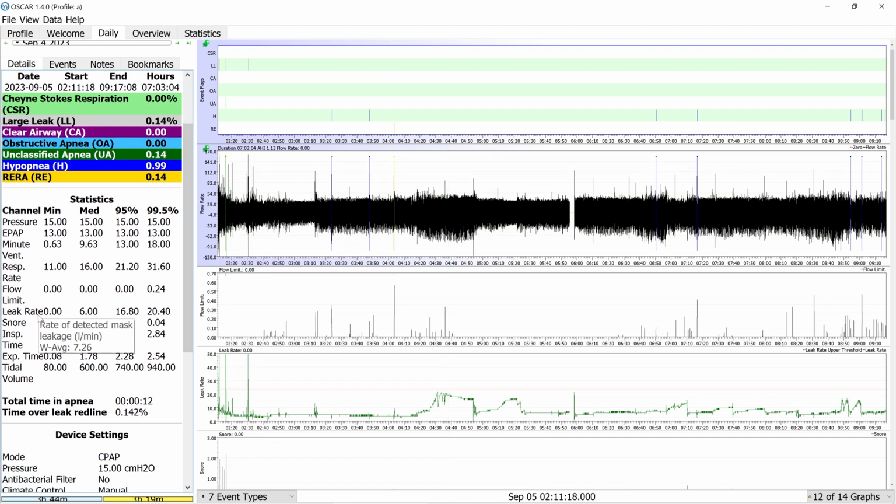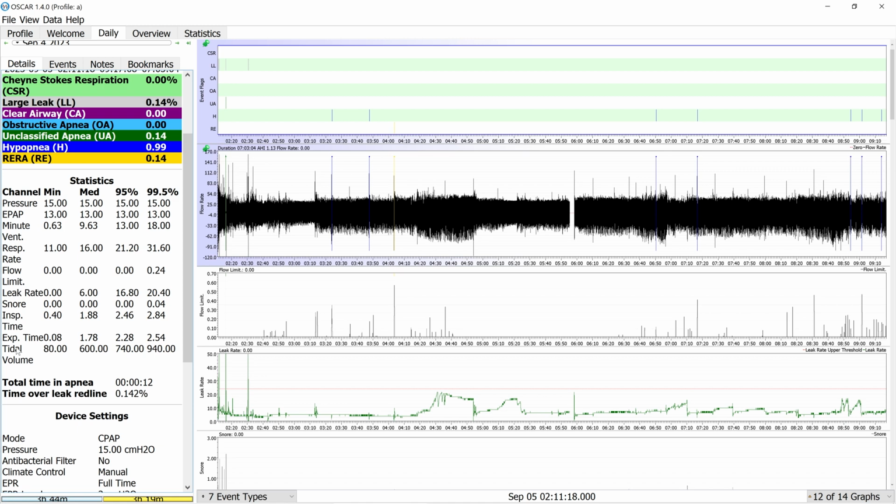Leak rate, you guys know, again, in liters per minute. Snore, the snore value. Machines actually, yes, they can measure your snore, typically through capturing audio. Inspiratory time, how long it takes for your average breathing in, and expiratory time, the average amount of time it takes to breathe out. What does it say here? Time taken to breathe out. Pretty good, eh? Time taken to breathe in.